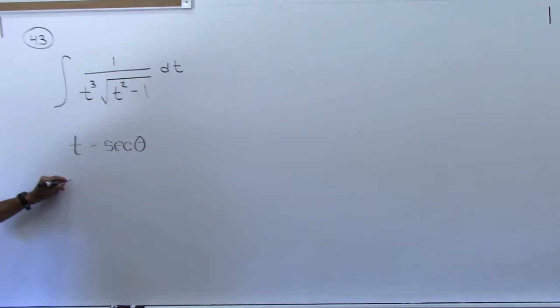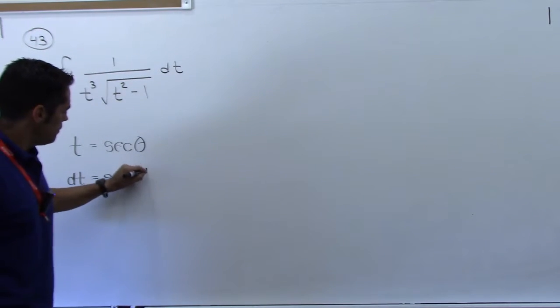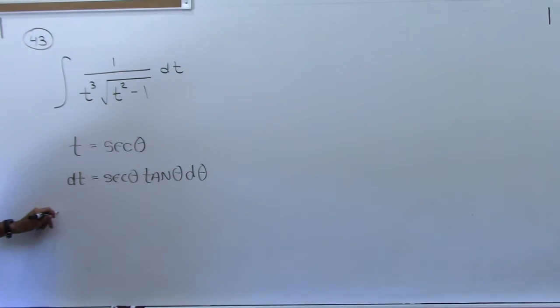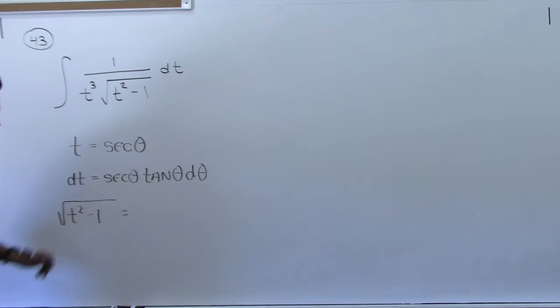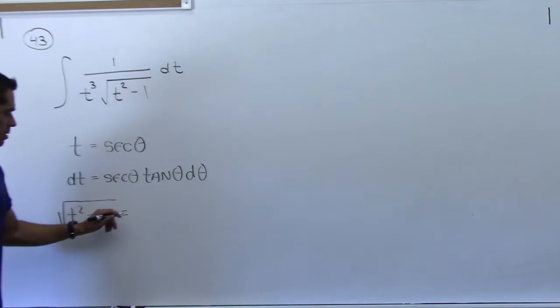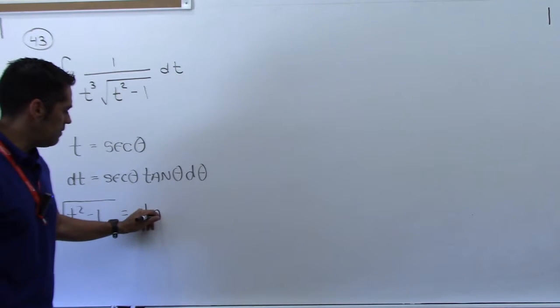And then from here we differentiate. dt equals secant theta tangent theta d theta. And then the square root part of this, the square root of t squared minus 1, equals, since we just did this, it's going to be just tangent theta, right? If I replace this with secant theta, secant squared theta minus 1 is exactly tangent squared theta, and then square root, so tan theta. Is that all right, everyone?